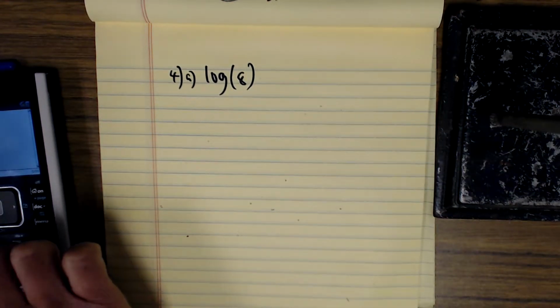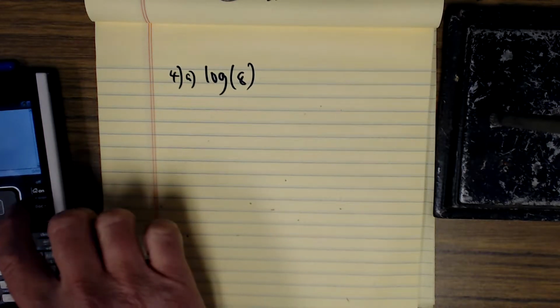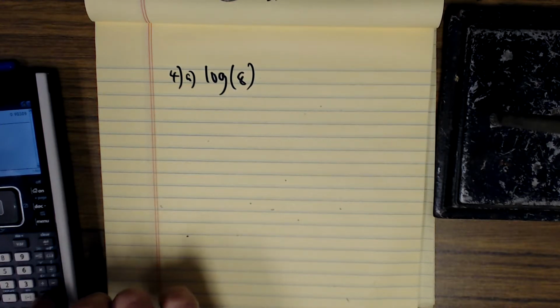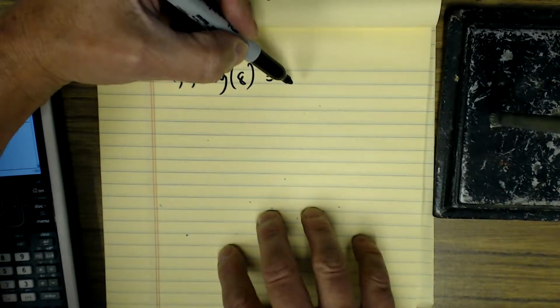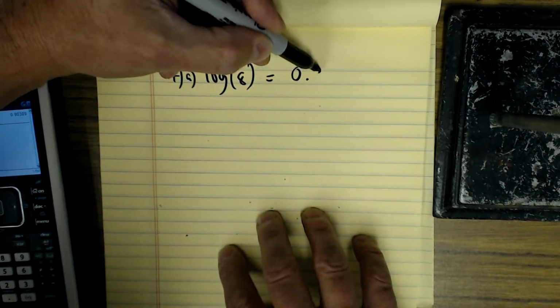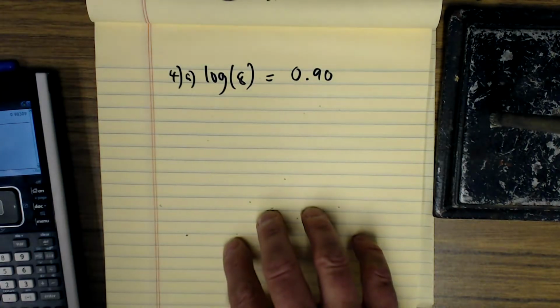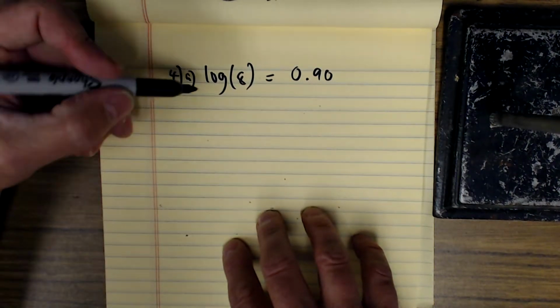So log 8. And when you do that, we got two decimal places, you get 0.90. Okay, so that one is fine with everybody.